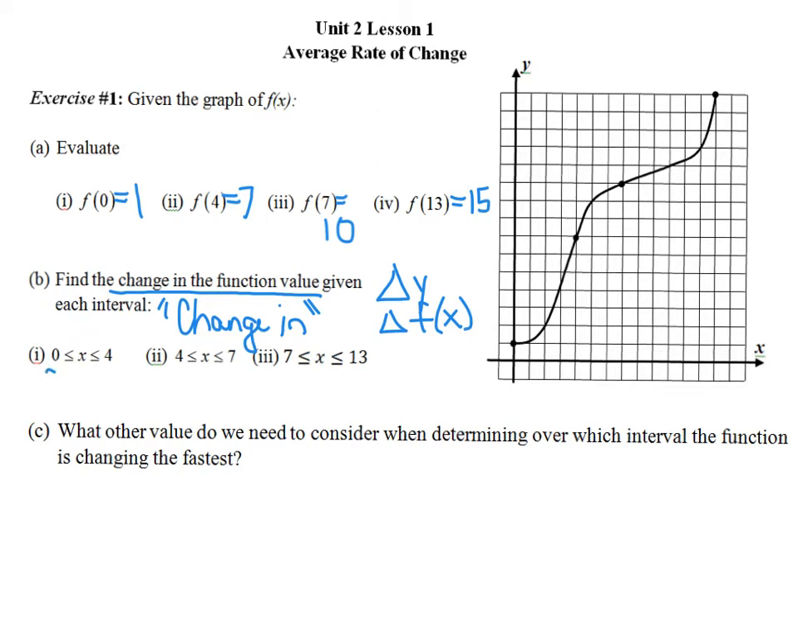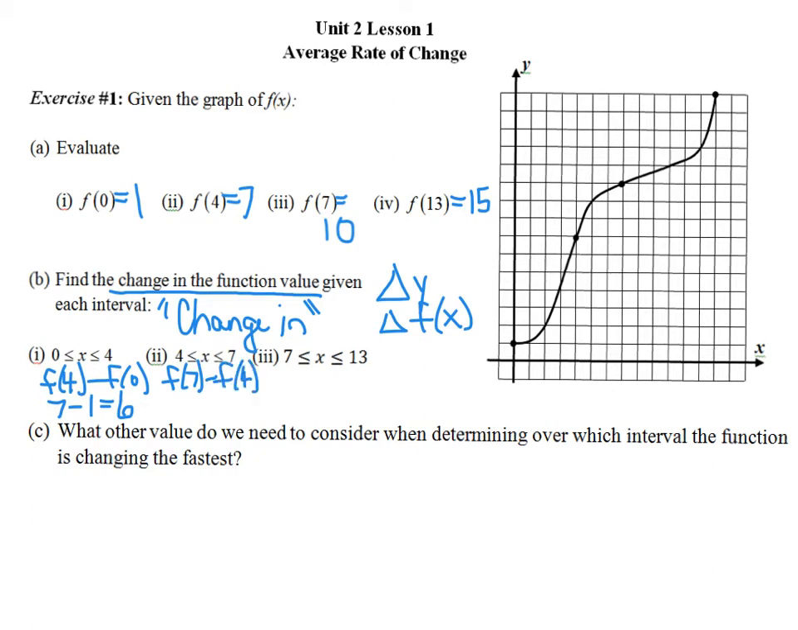So we want the change in the function value from 0 to 4. That just means that we want to find the function value at 4 and subtract the function value at 0. So the function value at 4, as we see above, is 7, minus the function value at 0 is 1. So that change in function value is just 6. Likewise, if I want to find the change in the function values on the interval from 4 to 7, I want to evaluate f of 7 minus f of 4.